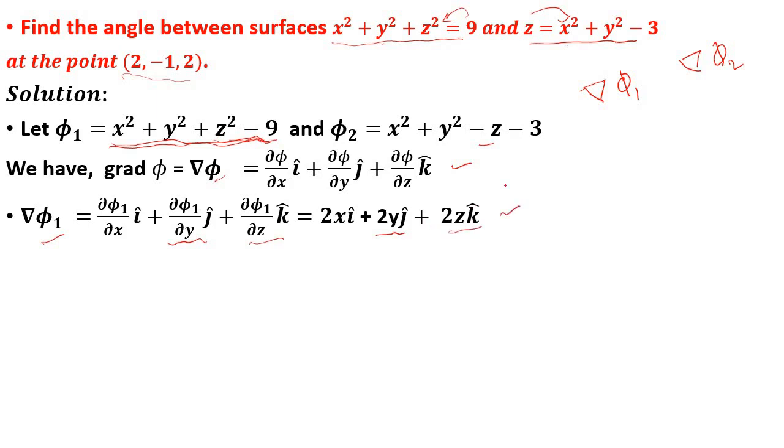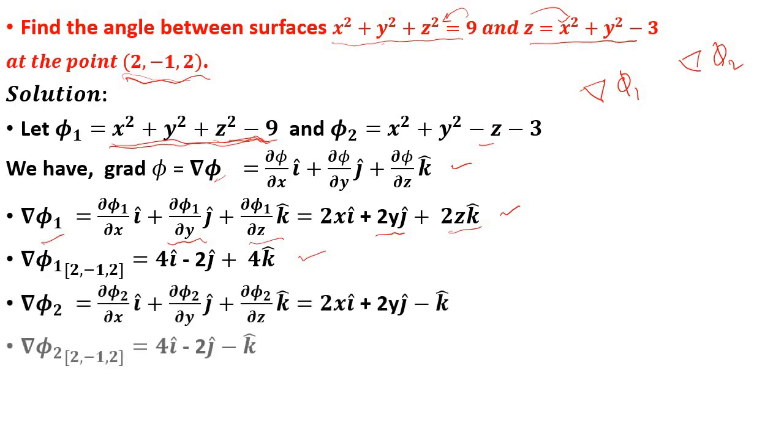But I want this at the given point, x is 2, y is minus 1 and z is 2. So replace x by 2, you will get 2 into 2, 4. y by minus 1, so 2 into minus 1, minus 2. 2 into 2, 4. So this is del phi 1 at the point 2, minus 1, 2.